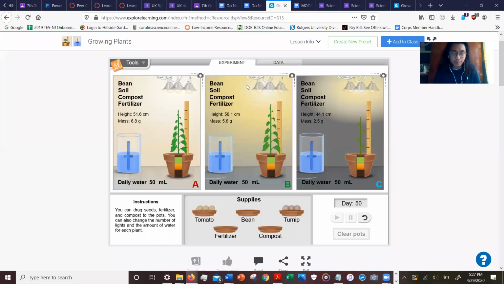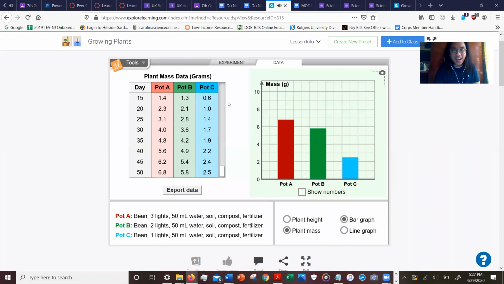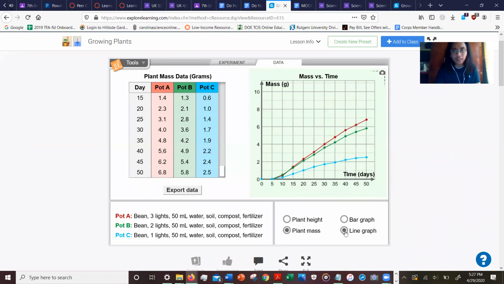Here, what I changed on purpose are the amounts of light that each group received, meaning that the amount of sunlight that the plant receives is my independent variable. If you go over to data, you can find a bunch of numbers, and I suggest using the line graph image to clearly see what your data looks like on a graph.